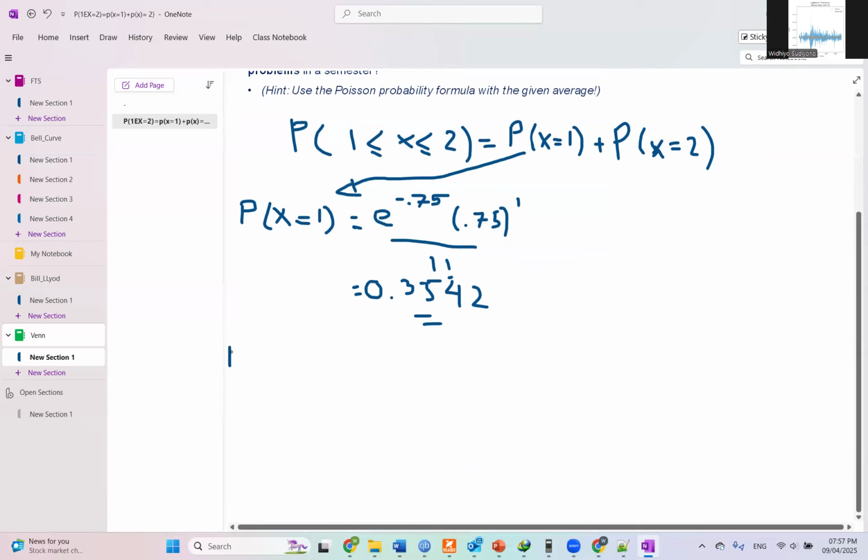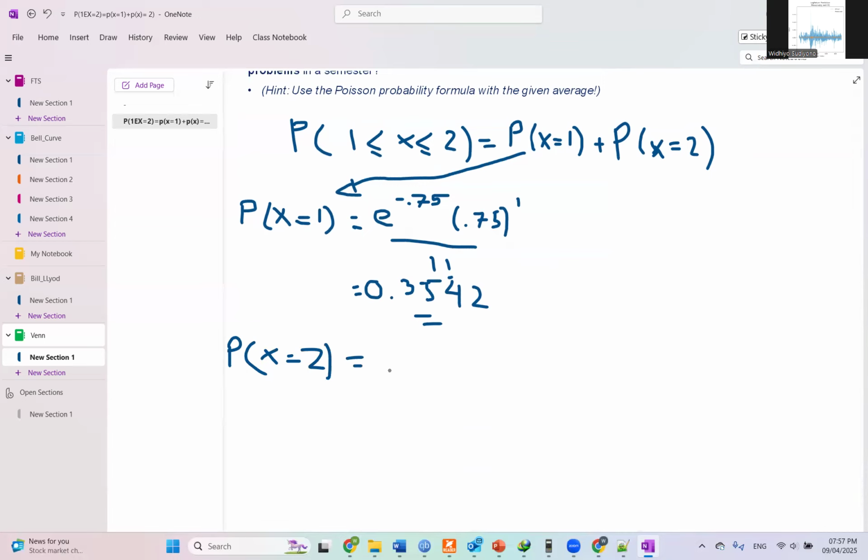Next, we will be using P for x equal 2. Remember, the formula is not that difficult. It is e to the power of minus 0.75. Don't forget that there is a minus in here. Then you multiply with that probability again to the power of x, which in here is 2. And what's below is also x factorial, which is 2 factorial.